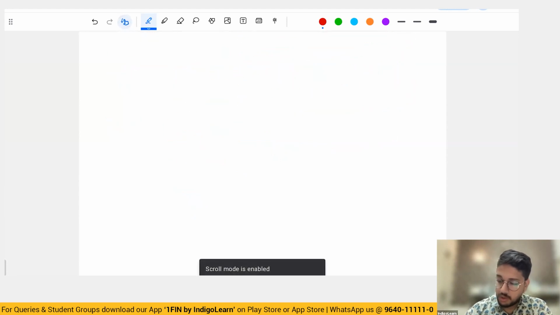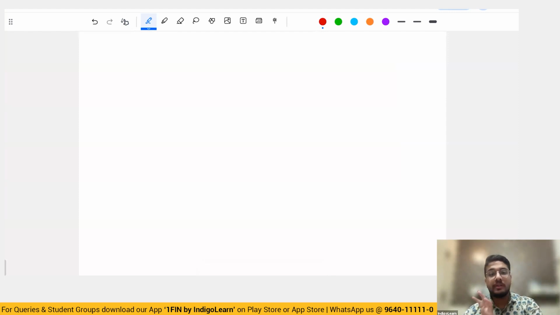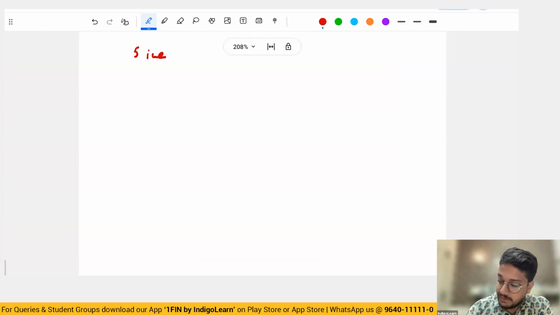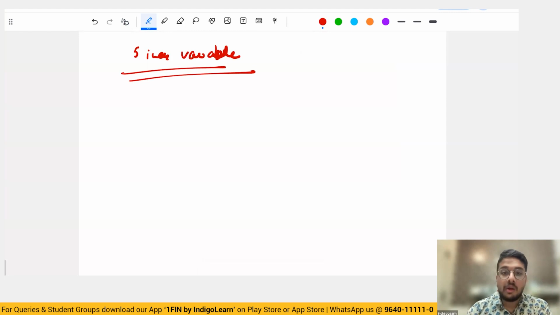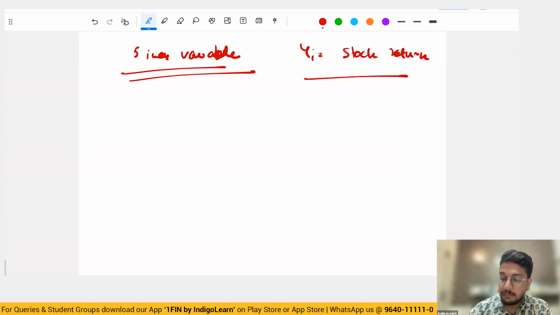The question says that an analyst is running a regression of monthly stock returns on 5 independent variables. So there are 5 variables on which this regression is being run. What we are trying to predict is monthly stock returns. There are 5 independent variables, and the data that we have is of 60 months.